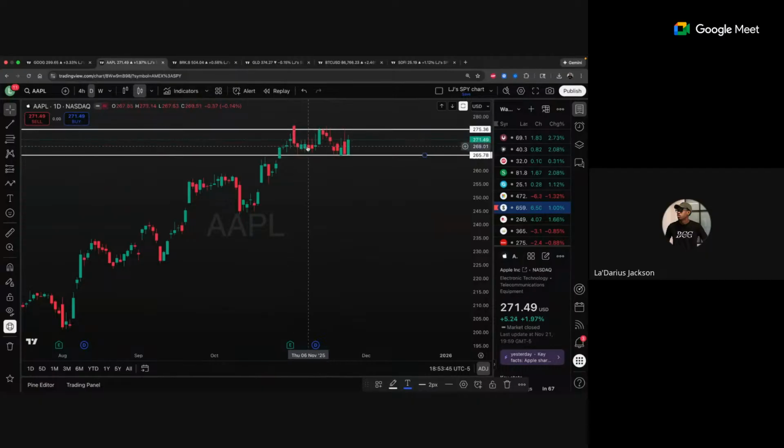It looks like it's making a double bottom as well. So down, it has a little square bottom. So down, bottom, up, bottom, up. So what we need to see this week is we need to see Apple break 275 with strength. If we break 275 with strength, then Apple should continue its run on up to 300.